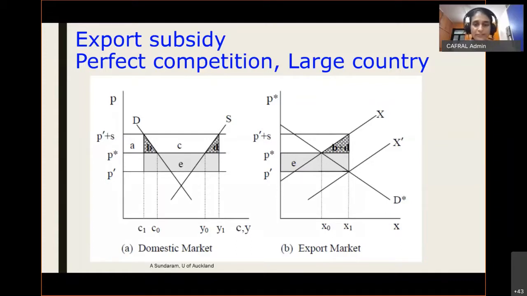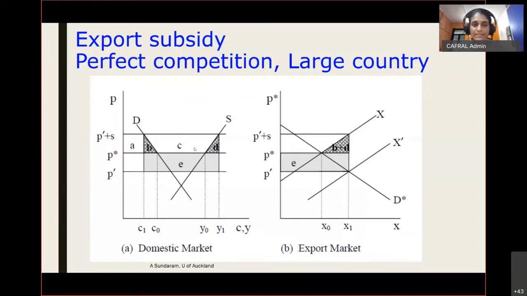So if you do the welfare calculation, consumers have lost, so let's look at the consumer surplus. Consumers lose the areas A and B. Producers have gained A, B, and C. Okay. So that means C is a gain here.